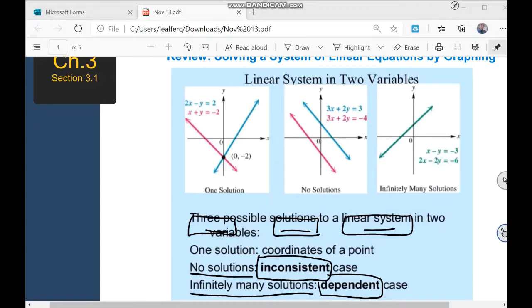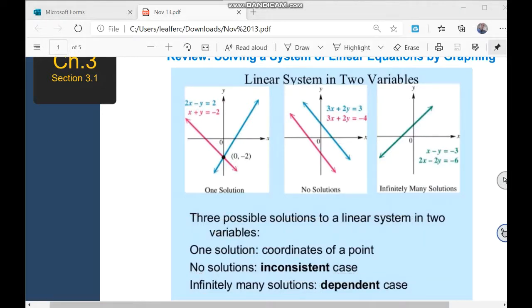Okay? So those are the three cases that we will find when we are solving systems of linear equations in two variables. How to answer the first case? You're going to answer with the ordered pair, with the coordinates of the intersection. In this example, you're going to answer parenthesis, x equals 0, comma, y equals -2, close parenthesis. This is the answer.